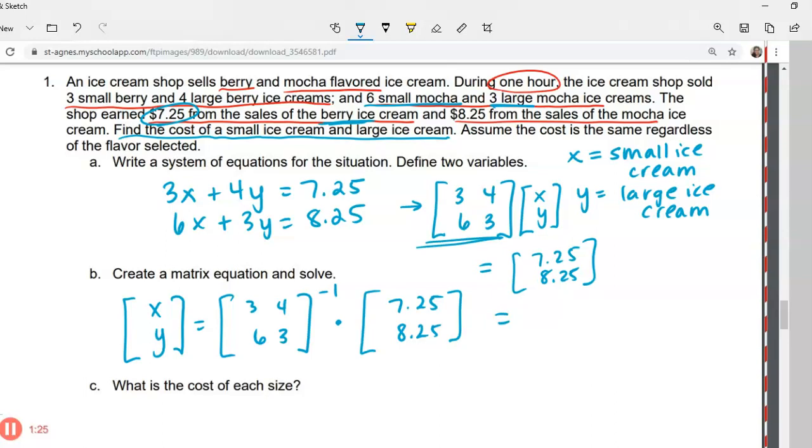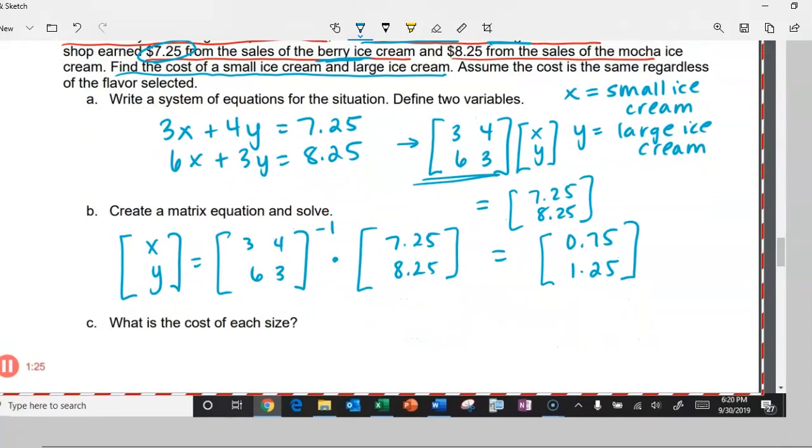And according to what spits out, the top one is the small one. So there's 75 cents. And the large ones are $1.25. Okay? And that is how you do that one. And then you can just transfer this information written out, okay, that hey, 75 cents, small ice cream.